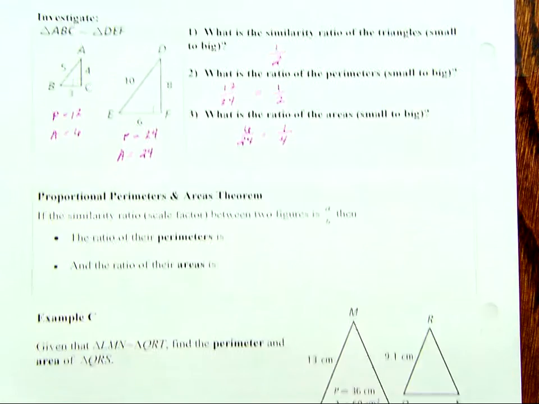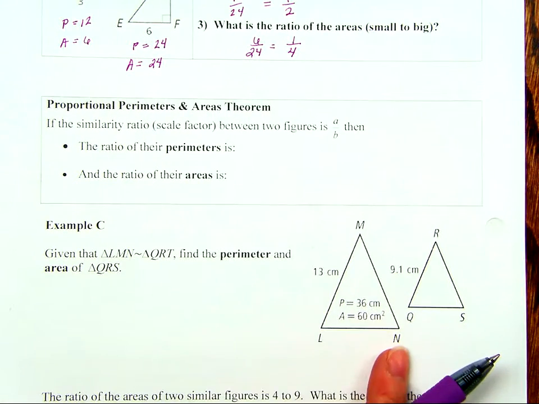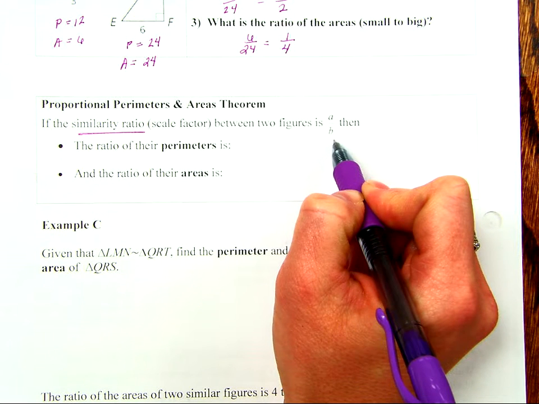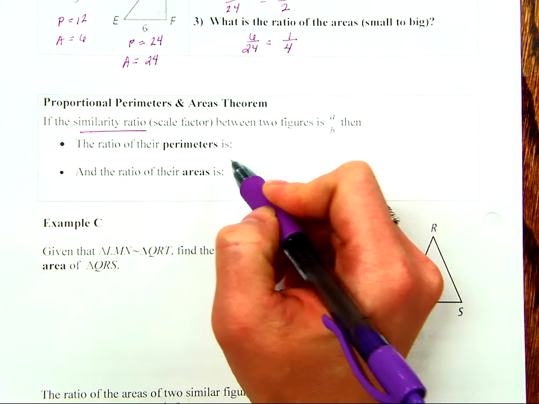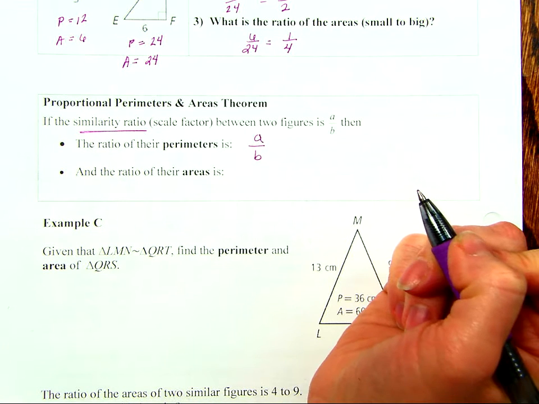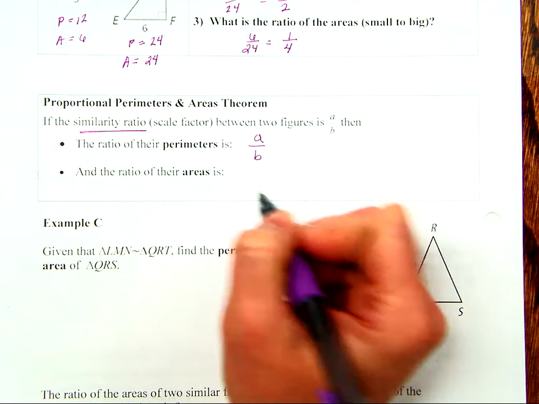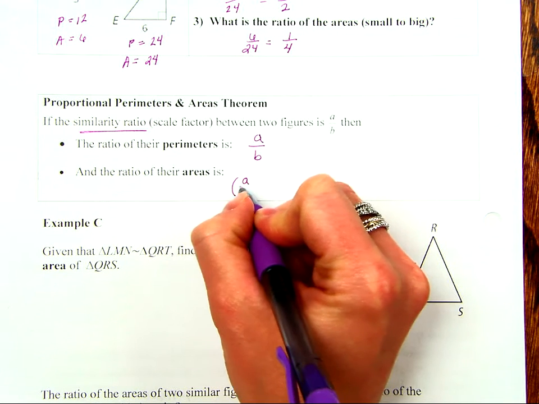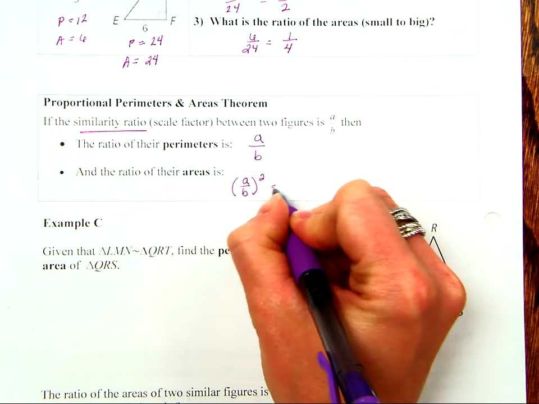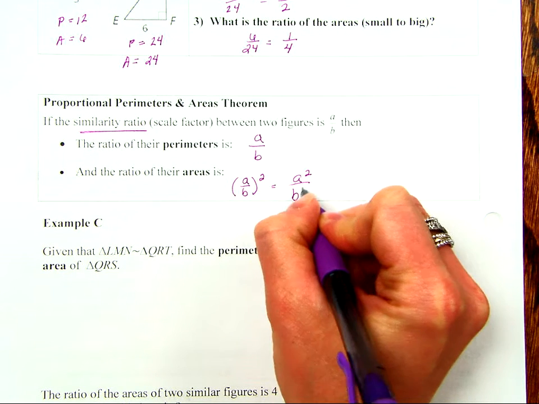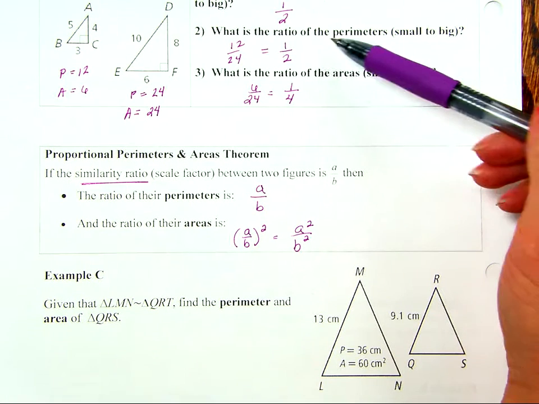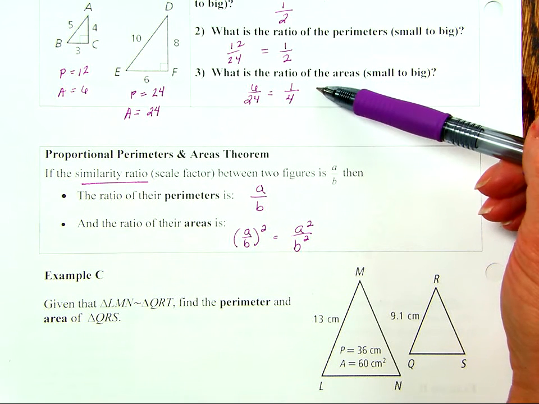The proportional perimeters and areas theorem reads as so. If your similarity ratio of two figures is A to B, the perimeters will have a ratio of A to B. So that's going to be the same as your similarity ratio. But the areas will have a ratio of A to B squared, which would also be written as A squared over B squared, which we saw up above, because if we take 1/2 and we square it, we're going to end up with 1/4.